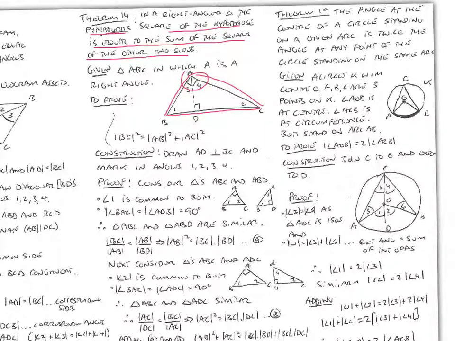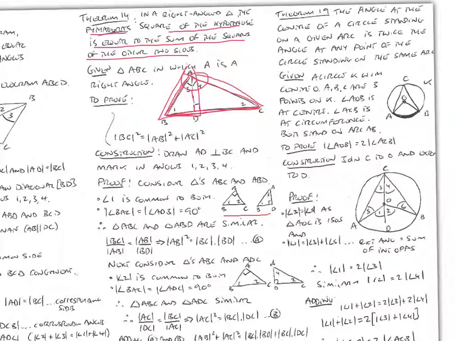So the construction is to draw a line AD perpendicular to BC and mark the angles 1, 2, 3, 4. And the proof goes like this. Consider the triangles ABC, the bigger triangle, and a smaller triangle ABD. I have them drawn here.